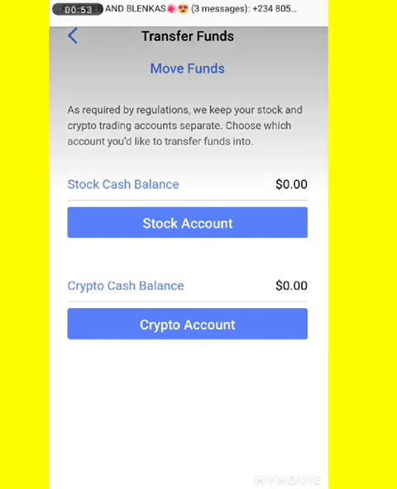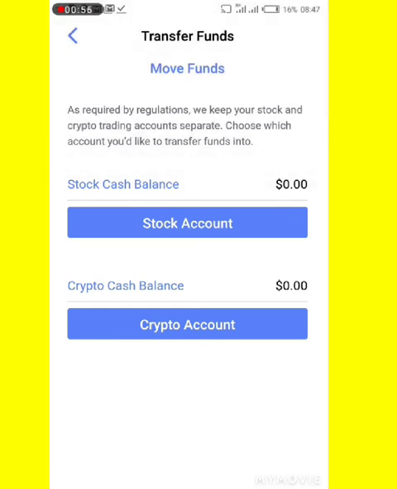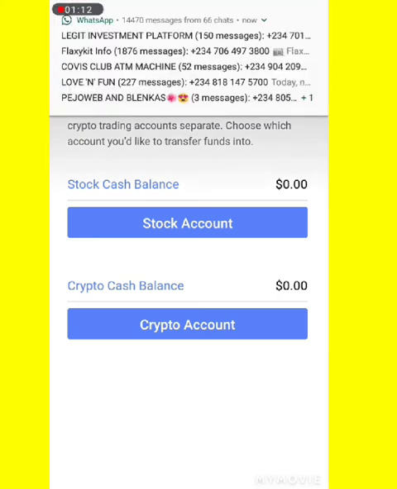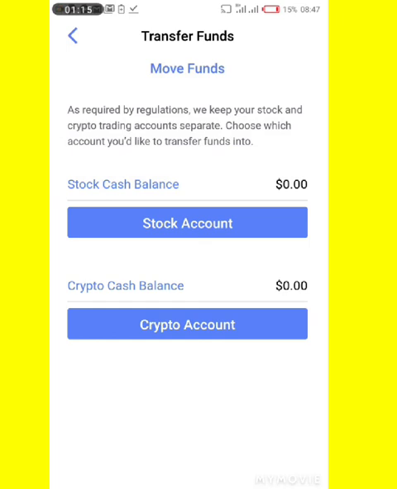And for those that want to invest in US stocks, and the money you have is under the crypto account, not the stock account, what you are going to do is move the money. Remember, I started by clicking on the transfer icon, and from transfer to the move icon, and from the move is where I cut to this. So what you are going to do first is move the funds to the stock account. I'm going to click on stock here. That is, I'm moving the funds from the crypto account to the stock account.